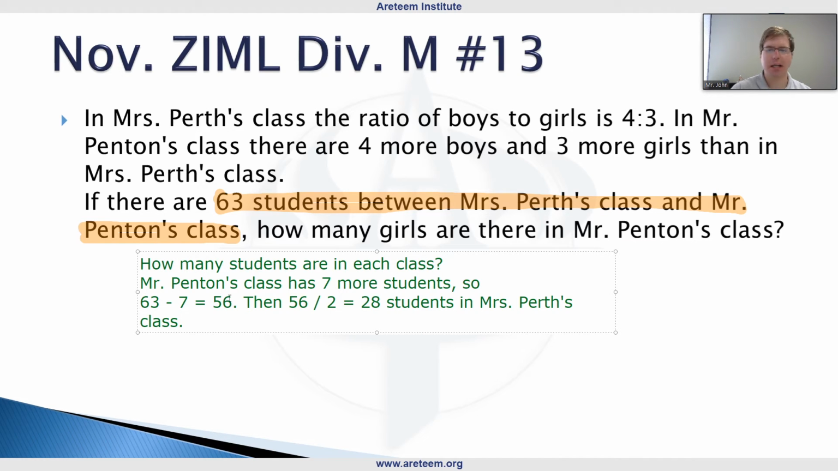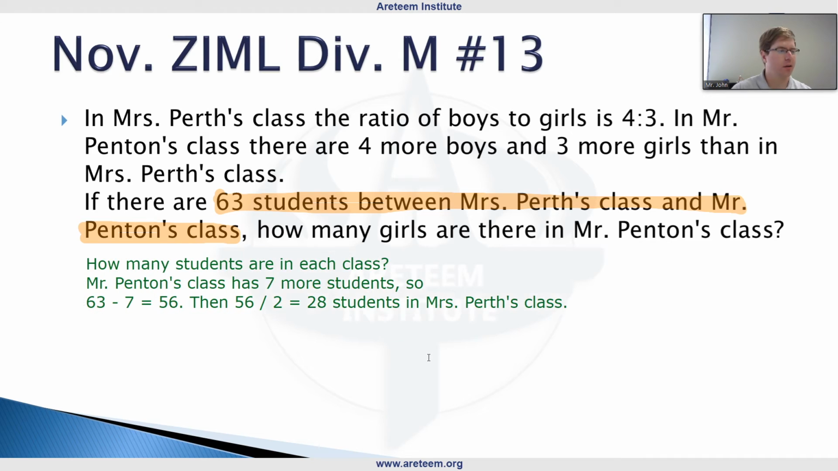So is everybody okay with the reasoning here? Because this gives us a place to get started in the problem. We remove those 7 extra kids. If there are 60 students, then both classes would have the same number. We remove the 7 extra kids in Mr. Penton's class, and that gives us 60 left. 60 divided by 2 is 30 students in Mrs. Perth's class. Okay, so what is a good next step then?